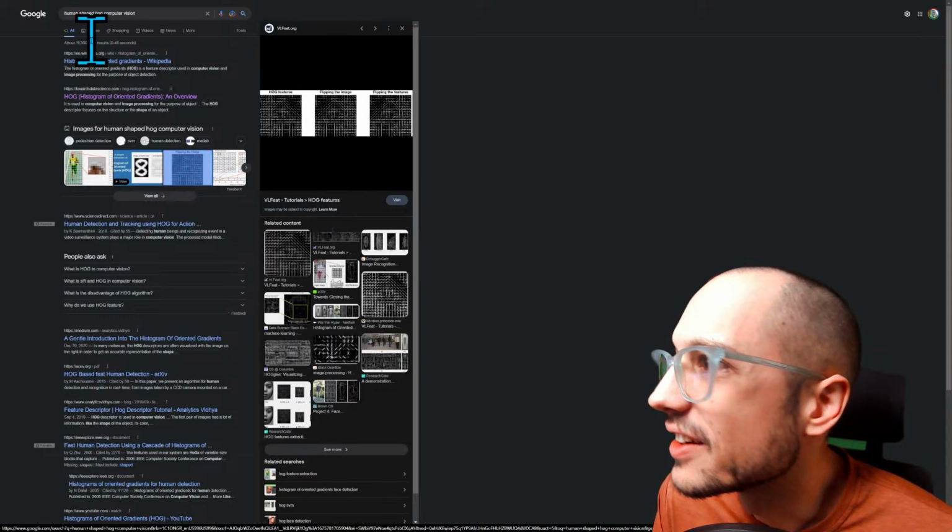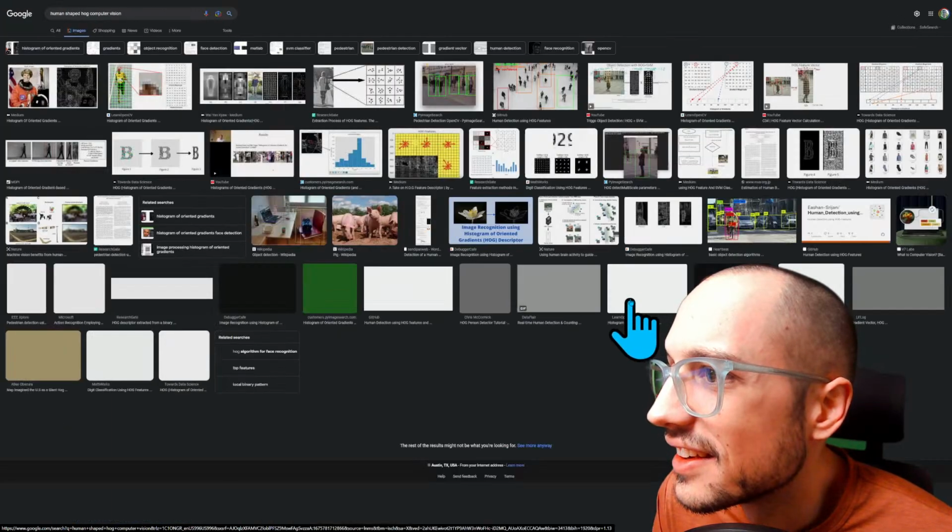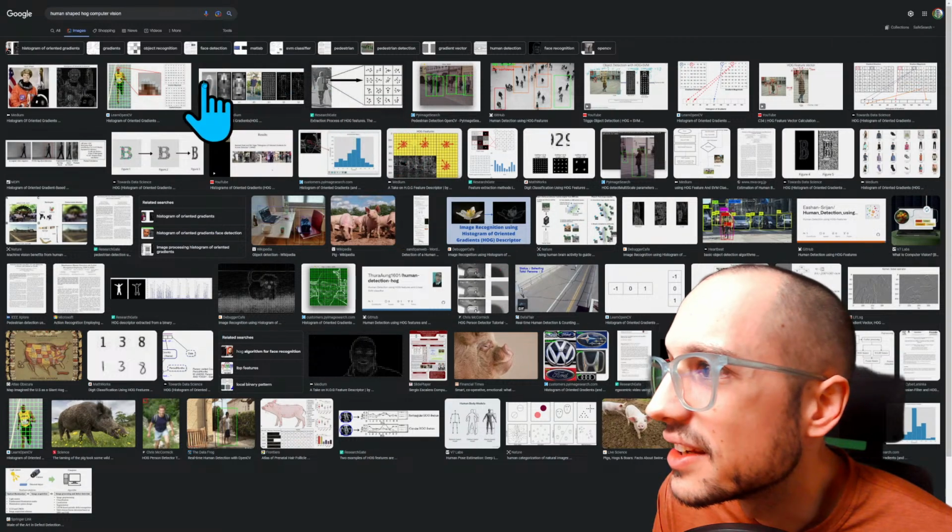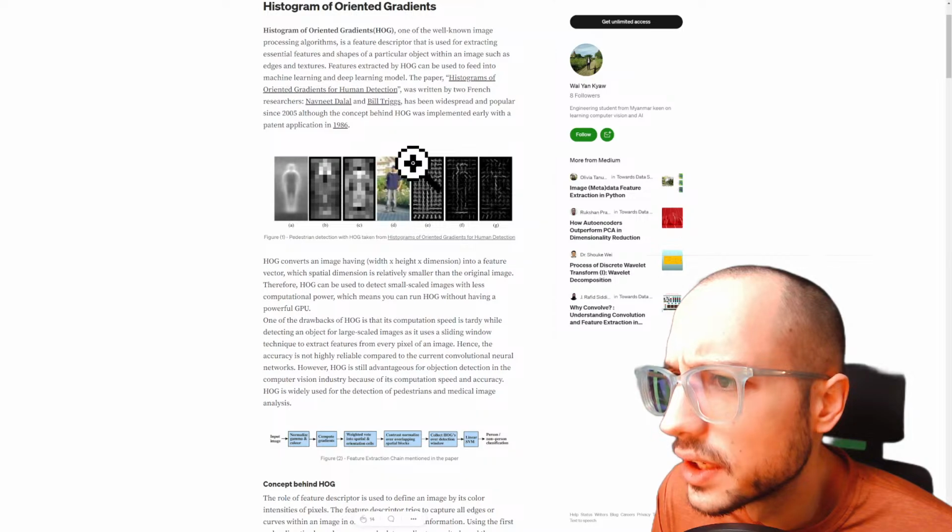Yeah, this stuff here. See if I can find it, but yeah, right here. So, this is kind of what old computer vision would look like, right?